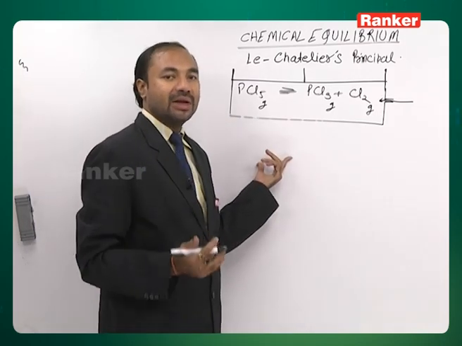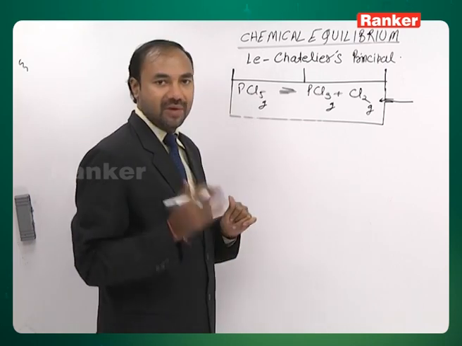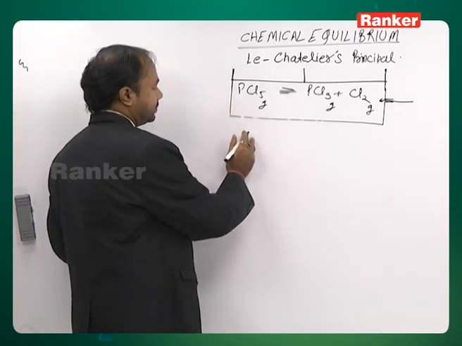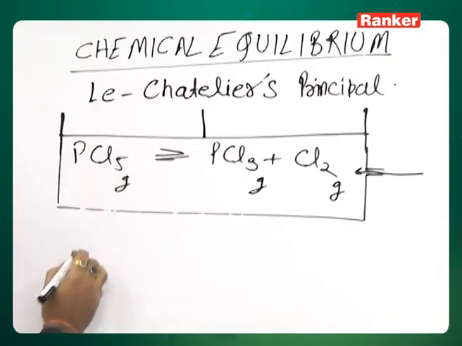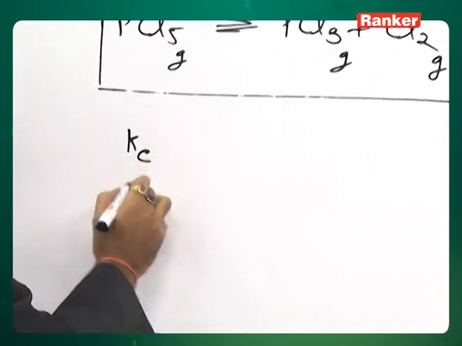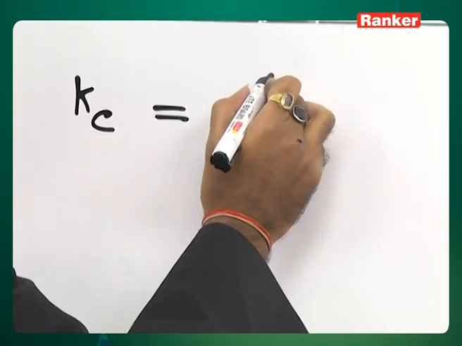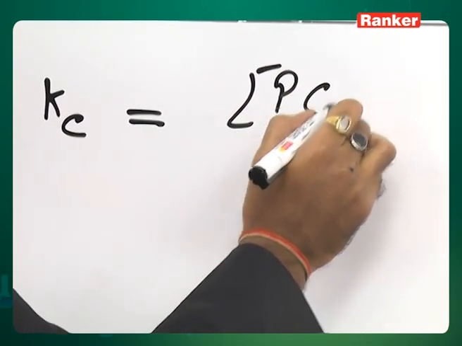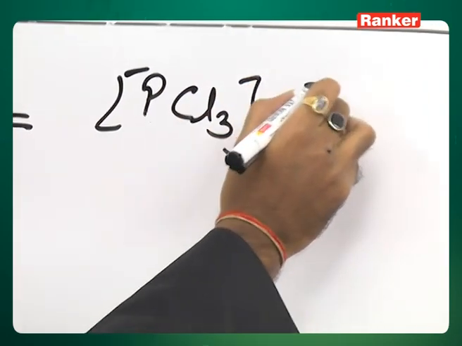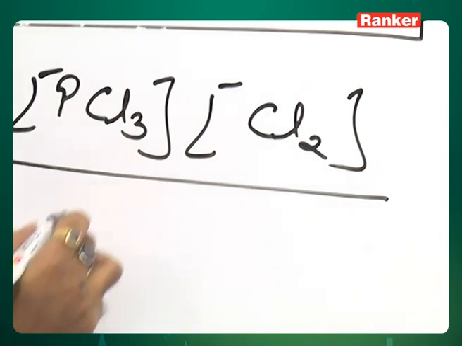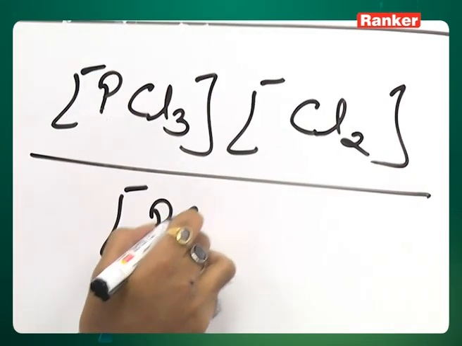There is a mathematical aspect of the equilibrium constant. We are going to come to this one now, how the equilibrium changes. See, we write the equilibrium constant for this, Kc, and Kc for this will be equal to the concentration of PCl3 into the concentration of Cl2 upon the concentration of PCl5.